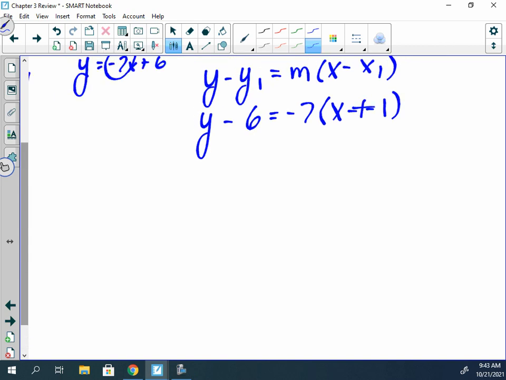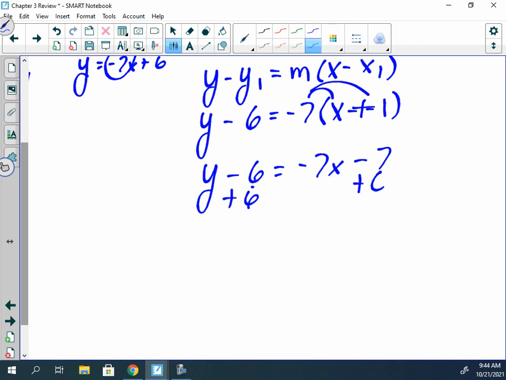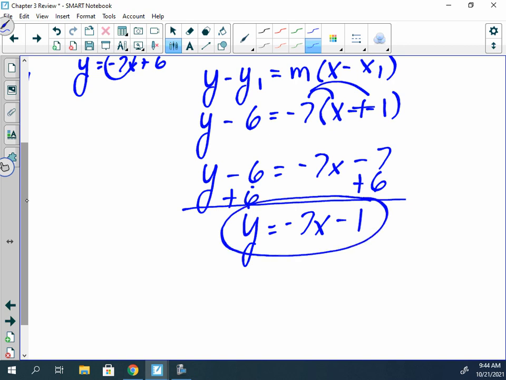A negative and a negative make a positive. Then we're going to multiply through by the negative 7. Negative 7 times x is negative 7x. Negative 7 times positive 1 is negative 7. Add 6 to both sides. And we get y is equal to negative 7x minus 1. And that's it. Any other questions on this here?